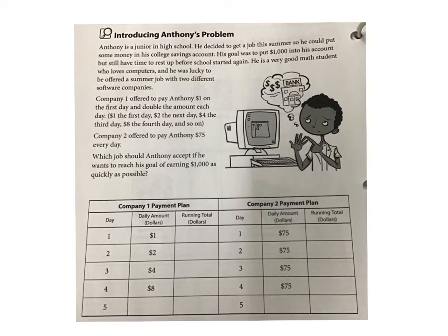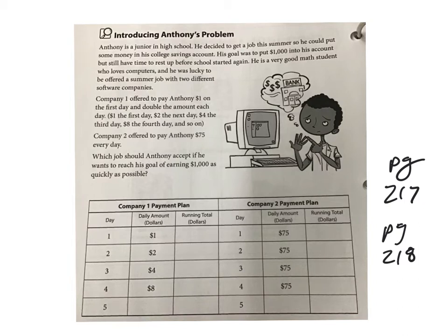Company two offered to pay Anthony $75 every day. Now the question is, what job should Anthony accept if he wants to reach his goal of earning $1,000 as quickly as possible? Okay. Now, this is page 217 in your math notebook. Let me write that down real quick, 217. Our graph is going to be page 218.